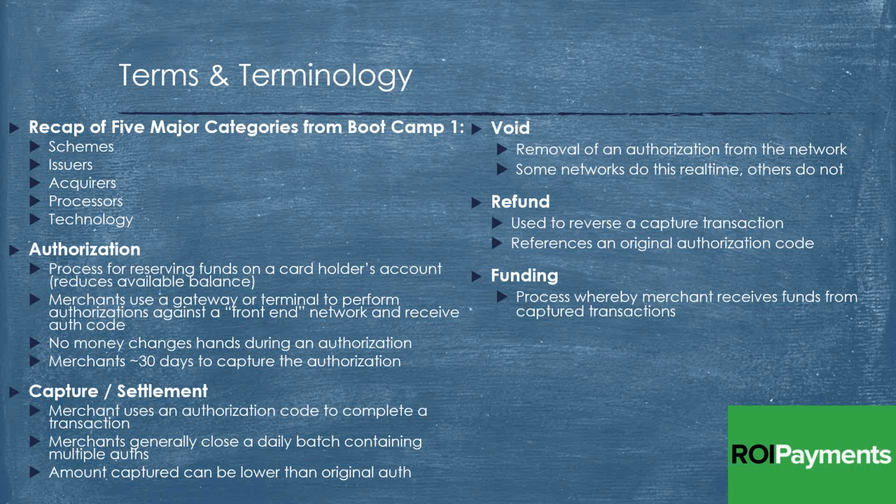Now, for today's presentation, we're going to be going through an authorization. An authorization is basically a way for a merchant's front end to hold the funds from a transaction, typically used in a credit or debit card transaction. Capture settlement is the movement of those funds to the merchant's bank account, actually to the processor, and the funding is actually moving it to that bank account. And a void and refund is to basically remove a transaction from the network and refund the money.